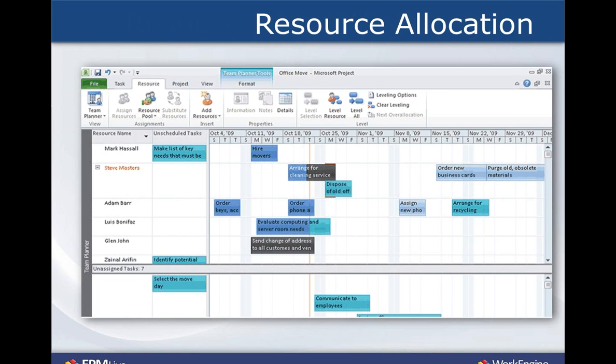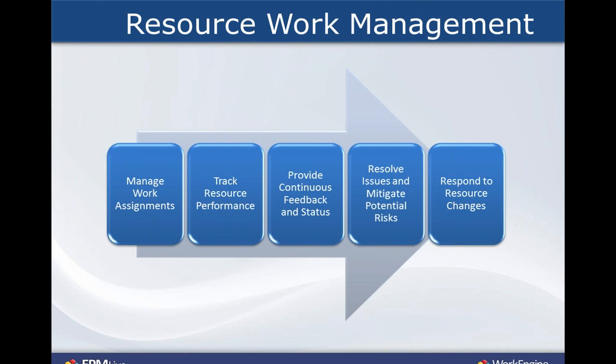So from a resource work management perspective, as people then get assigned or allocated to projects, you then manage their work assignments, you track their performance on those work elements, you provide continuous feedback and status in a weekly cycle or more so that you can actually publish what's expected to your resources and have them give you feedback and status on what they've been accomplishing and what they've expended. Along the way, you would resolve issues and mitigate potential risks, and then respond to resource changes as most fluid environments are. Sometimes you have to substitute resources, sometimes you have to add more resource, and those types of things. It is an ongoing process from a resource work management perspective.